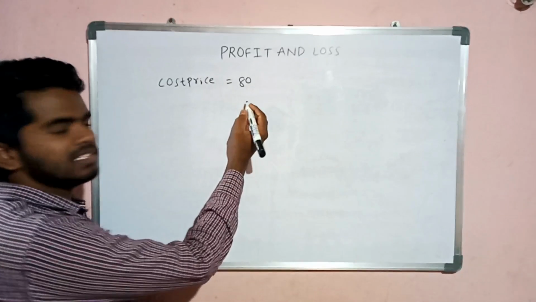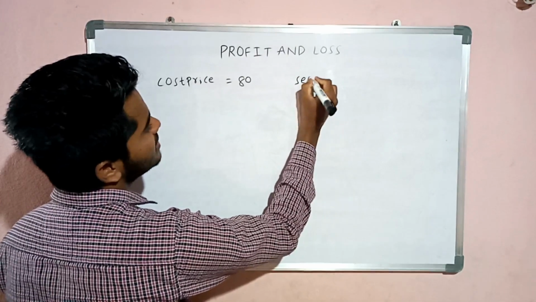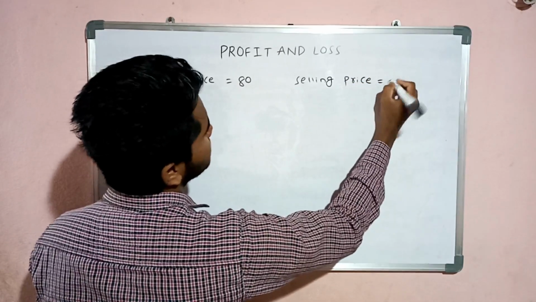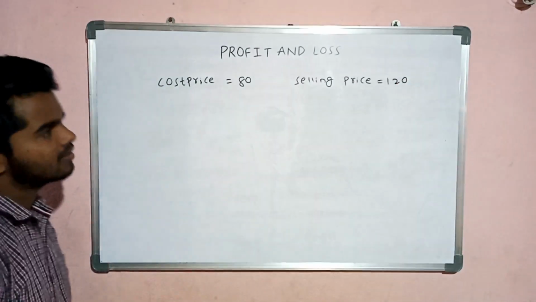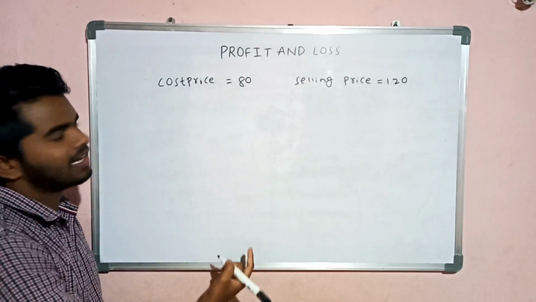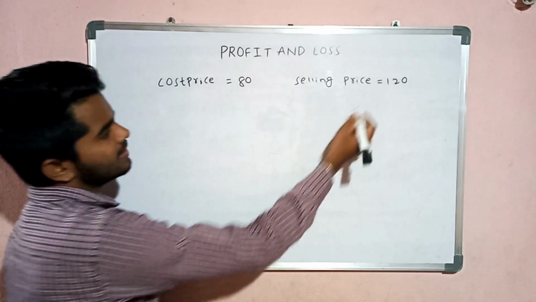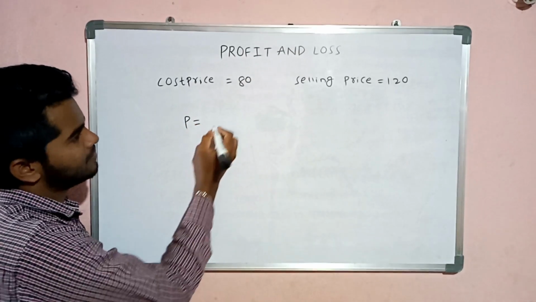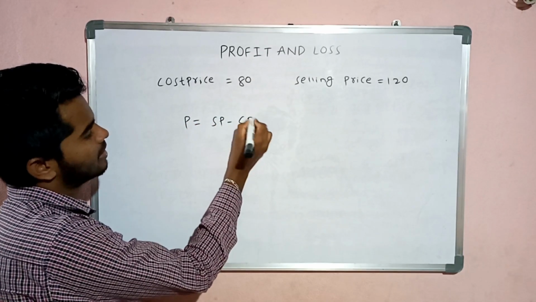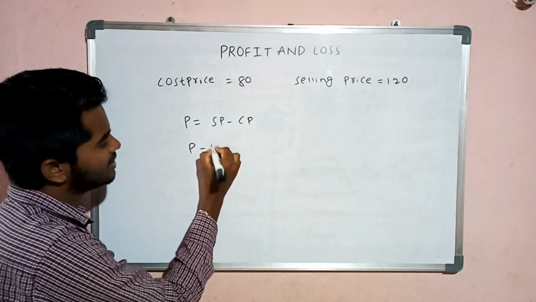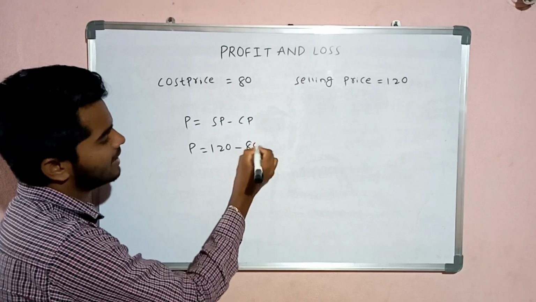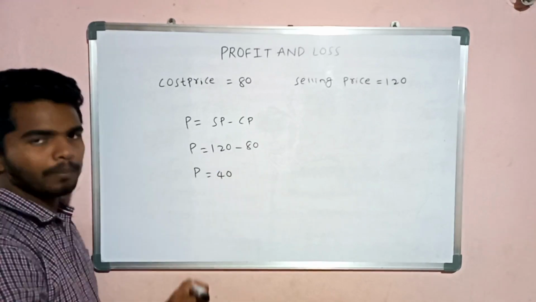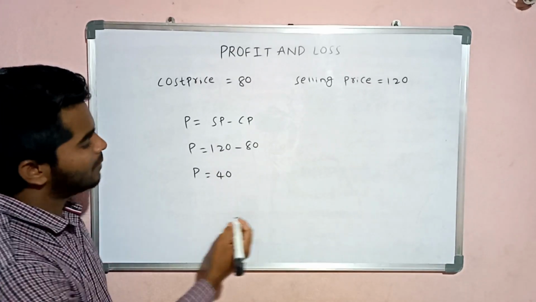Now example: cost price equals 80 and selling price equals 120. Find the profit or loss percentage. Selling price is more than cost price, so it is called profit. Profit equals selling price minus cost price. Selling price is 120 minus cost price 80. Profit equals 120 minus 80, 40.